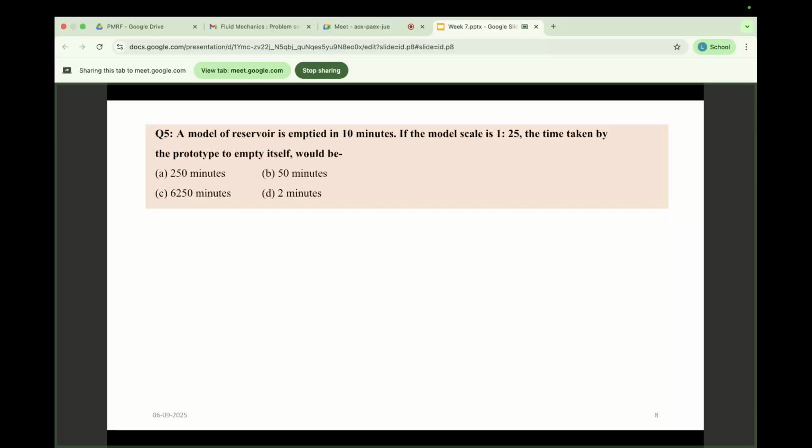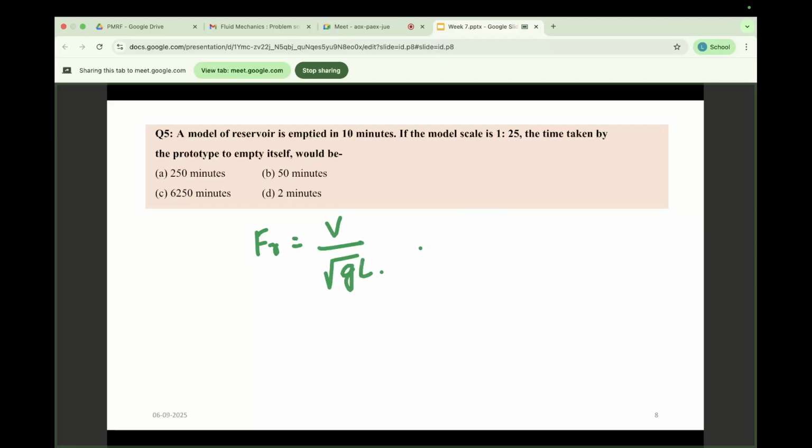So in a question, if the surface tension is given, then you need to use the Weber number. Coming to this question, a reservoir is emptied in 10 minutes. That means some of the water is flowing, so it's a condition of free flow. For this free flow, we have to study the Froude number, so the Froude condition should be the same here.